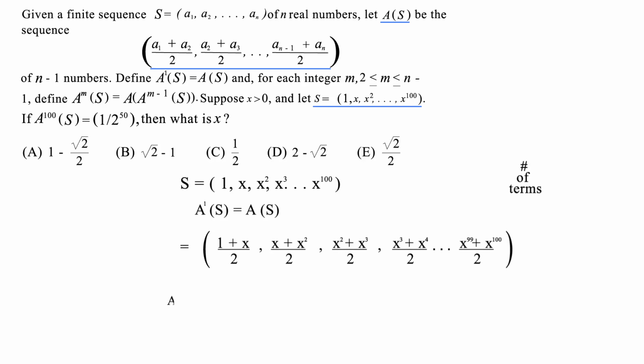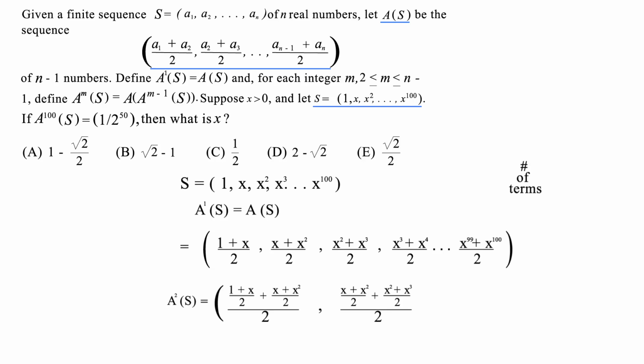All right, let's turn our attention to A2S. Okay, so again, attempt it. Don't get discouraged. Don't get intimidated. Same formula right up here. A1 plus A2. So this time, this is my first term, this is my second term. So (1 plus x over 2 plus x over 2) all over 2. Okay, that's the first one. Second one, the same way. (x plus x squared over 2 plus x squared plus x to the power of 3 over 2) all over 2.